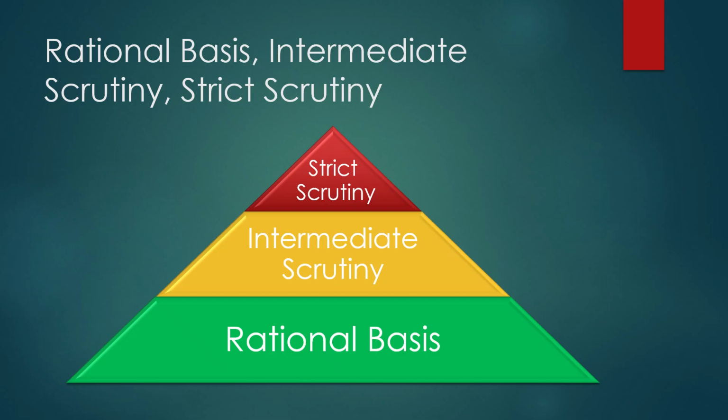There are three levels of scrutiny. There's rational basis, which is the lowest level, and it requires the government to have a legitimate reason for the law. There's intermediate scrutiny, which requires an important government interest. And then there's strict scrutiny, which is the highest level and requires a compelling government interest, using the least restrictive means available. Laws reviewed under strict scrutiny are the most difficult for the government to defend.